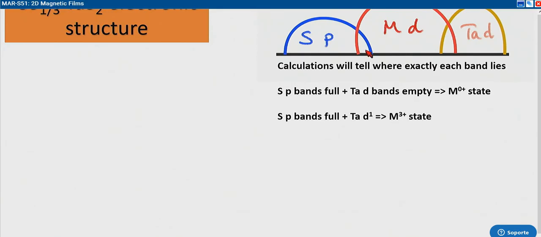So it is difficult to actually say what ionic state these metal atoms will have. Okay, so it will be somewhere between 0+ and 3+, and that would mean that probably the tantalum D bands get somewhat occupied, and that's difficult to quantify.